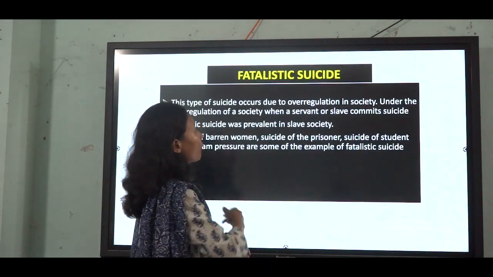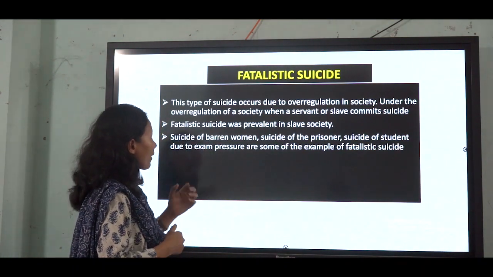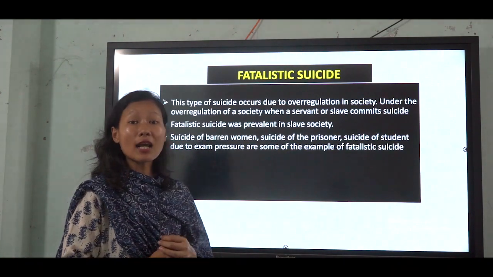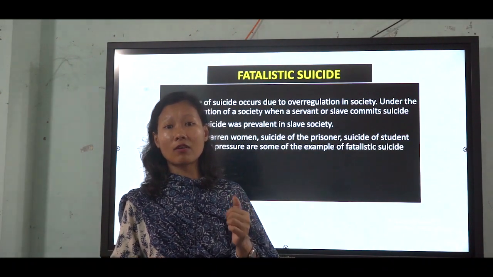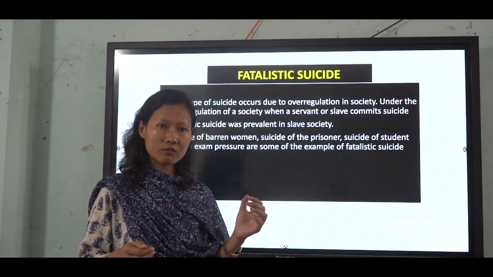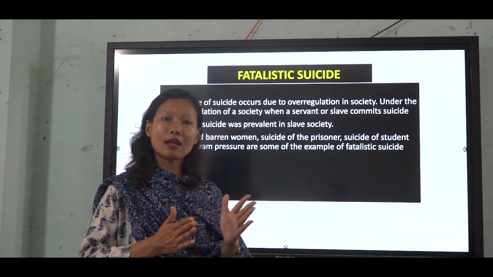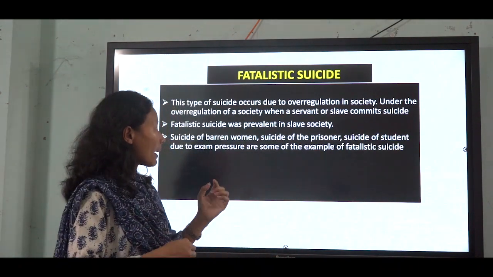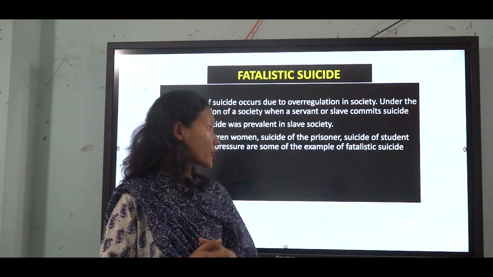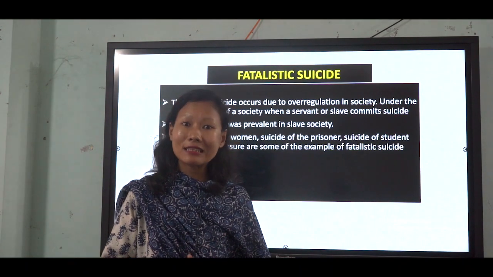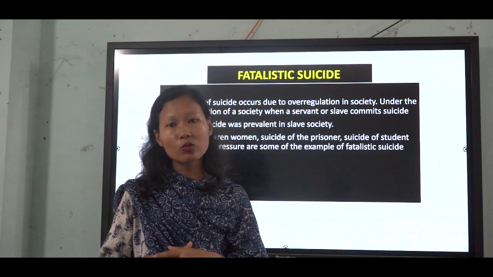Moving ahead to the last type of suicide, that is fatalistic suicide. Fatalistic suicide takes place due to over-regulation, high regulation. If the rules and regulations are too strict and imposed in an extreme form, fatalistic suicide may occur. Examples of fatalistic suicide are the suicide of a student due to exam pressure, and suicide committed by prisoners in jail. These are the examples related to fatalistic suicide.